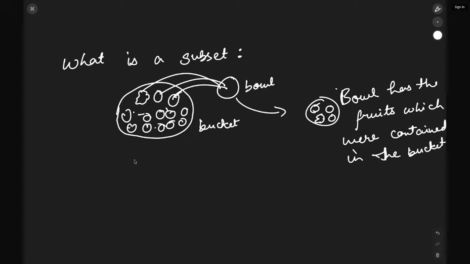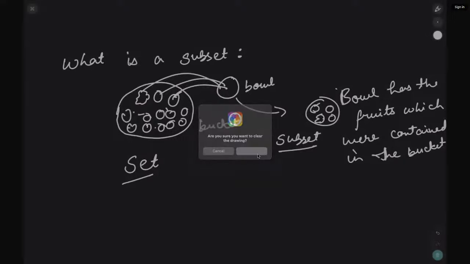So this whole bucket was a set, and the elements of the set, what are the elements? The fruits are the elements of this set. Now, since these elements are taken apart and put in another bowl, this bowl will now become the subset of this major set. So this is just for your understanding, and now I'll start defining it mathematically.